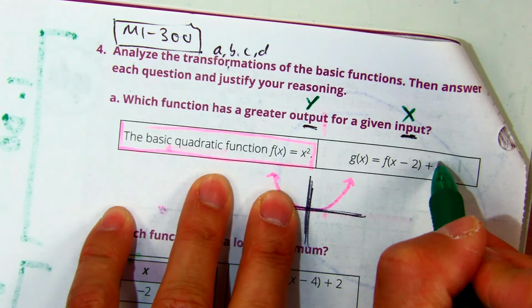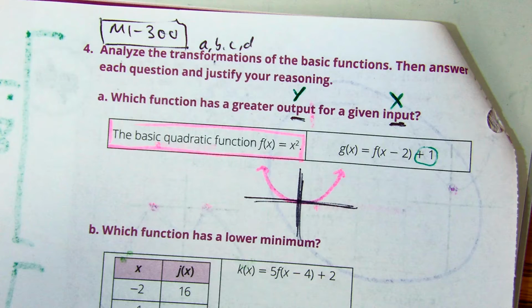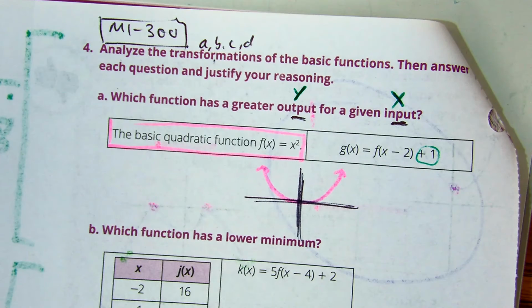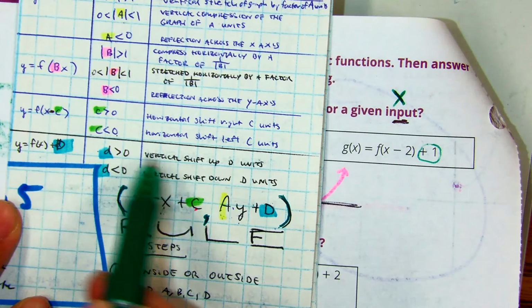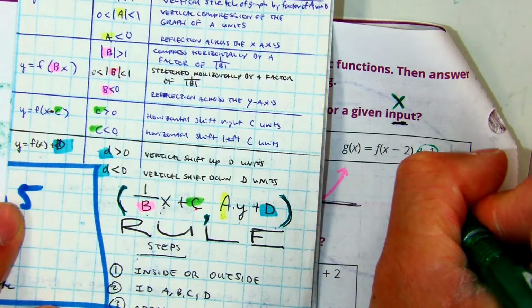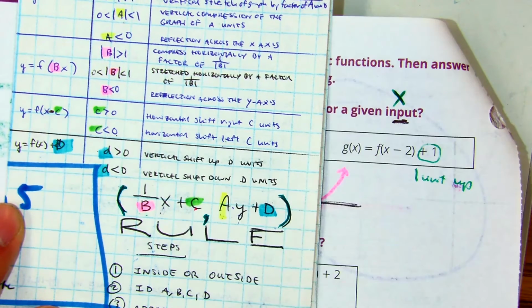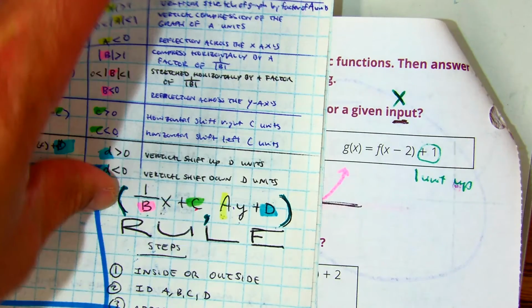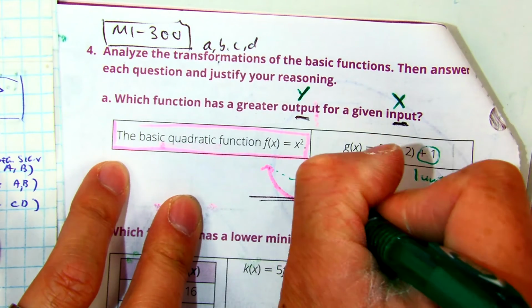class, is this +1 on the outside or the inside? Is it an A or a D value? It is a D value. So D's, in this case, because it's greater than 0, it's going to move our graph up 1 unit. 1 unit up. So if I had to sketch this, it looks something like this, right?